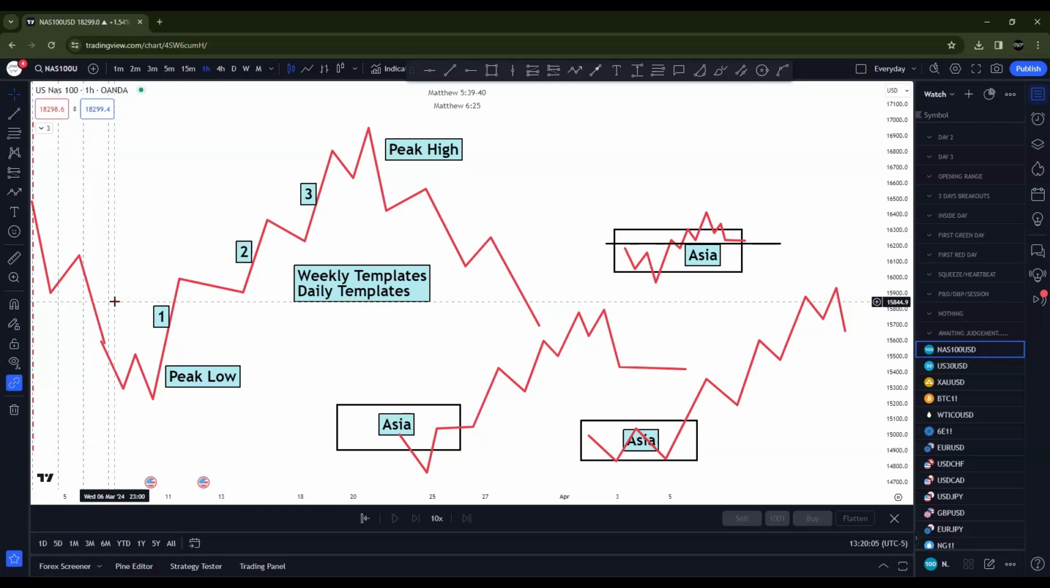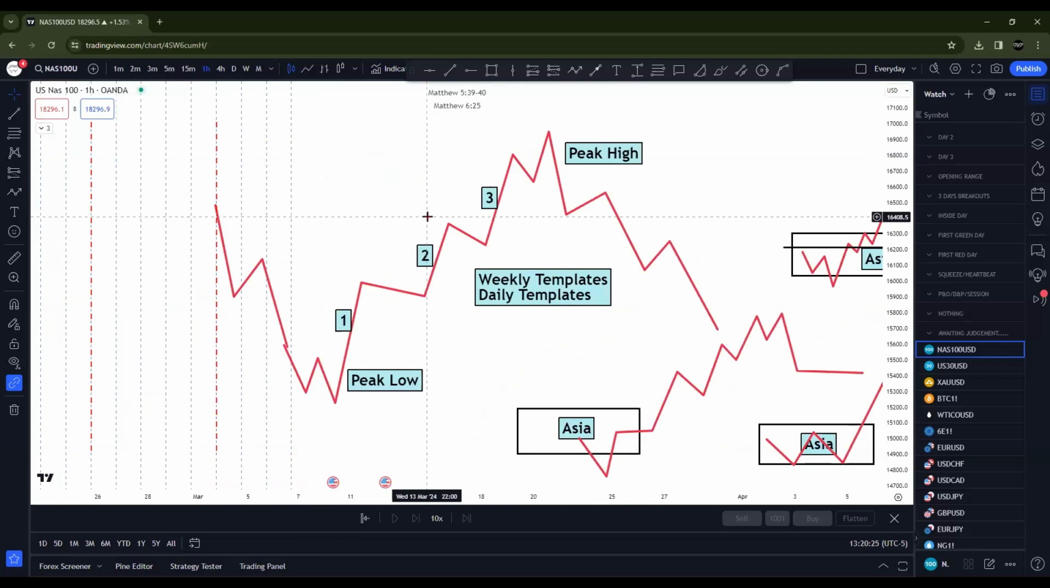3 levels of rise, first red, first green days, looking at the weekly templates and finding where we're up high and where we're down low and looking for those trades. And then he's just got a different systematic approach to how he identifies those trades. So let's go and start doing a bit of back testing.